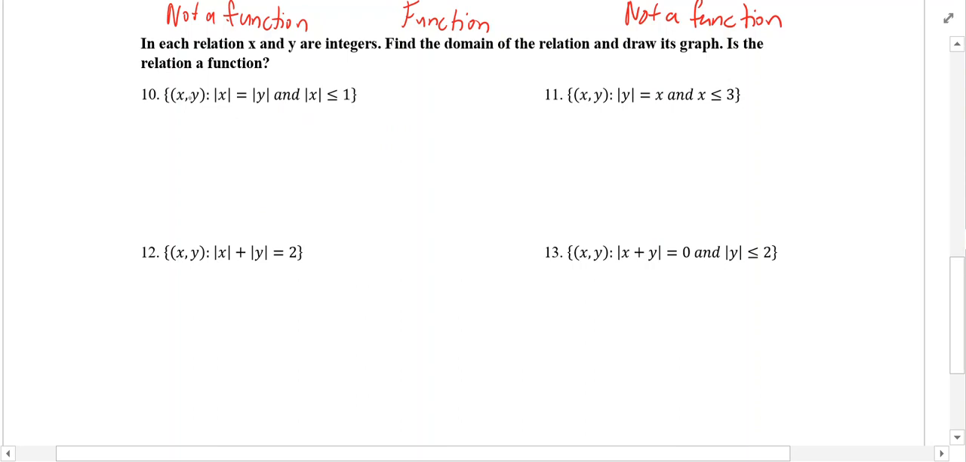So x and y are coordinates, and they're saying this is the rule. The absolute value of x equals the absolute value of y, and the absolute value of x is less than or equal to 1.